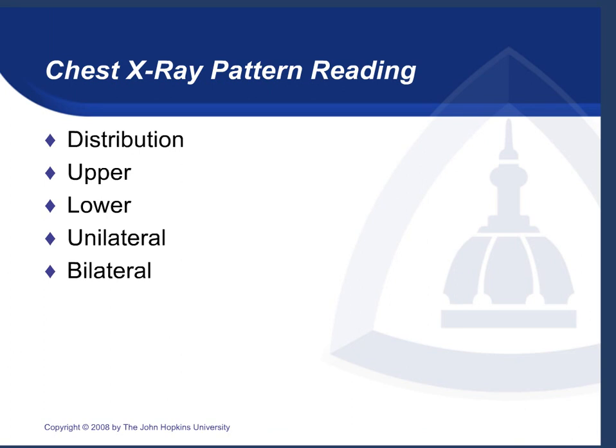And I think in starting with looking at patterns, we oftentimes think of distributions. And with a chest X-ray, an infiltrate or a shadow or what have you can be distributed either in the upper lung fields, the lower lung fields. It can be a unilateral process or a bilateral process. And I'll show you a differential for each one of these things as we go through this talk.